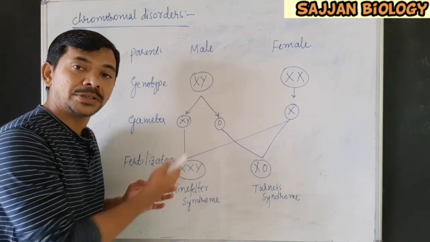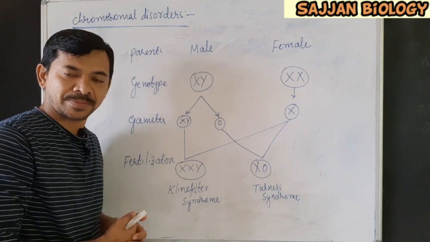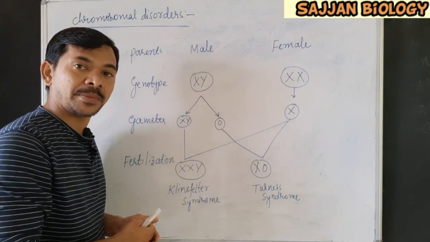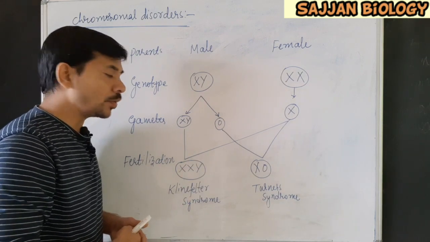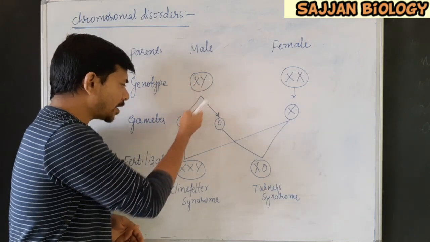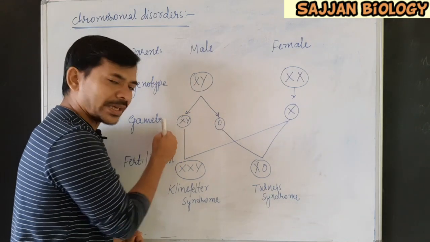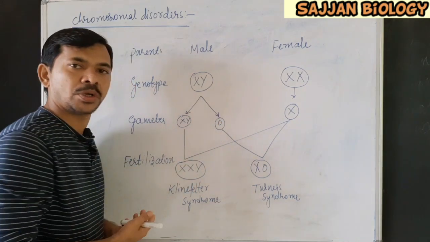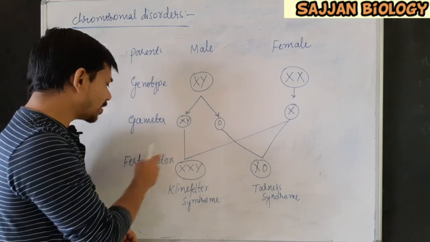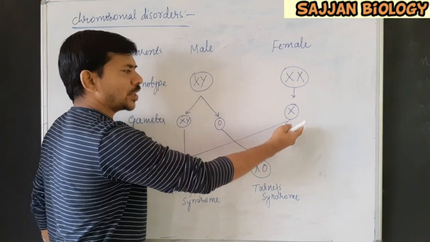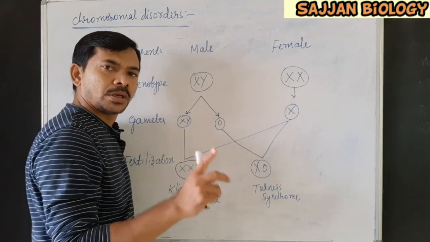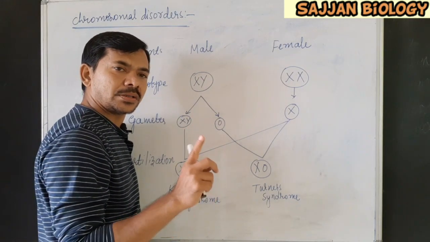But here, non-disjunction of chromosomes takes place. The X and Y chromosomes should have separated during gamete formation. Unfortunately, the XY pair stays together in one gamete, and the other gamete does not have any chromosome. The female can produce only one type of gamete, that is X.